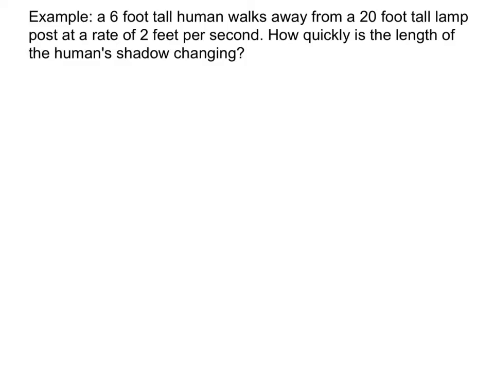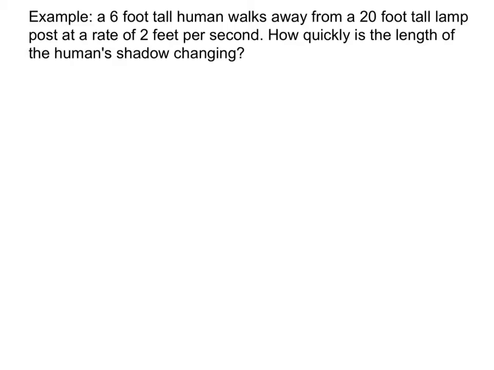So here's another example of a triangle problem. Sometimes this is called the shadow problem. So in this example, you've got the 6-foot-tall human that's walking away from a 20-foot-tall lamppost at a rate of 2 feet per second. The question is, how quickly is the length of this human's shadow changing?